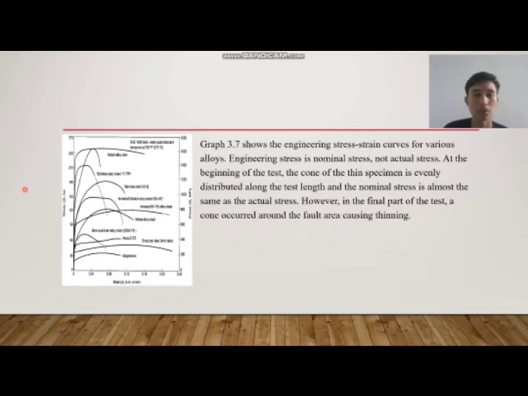At the beginning of the test, the strain in the specimen is evenly distributed along the test length, and the nominal stress is almost the same as the actual stress. However, in the final part of the test, necking occurred around the fracture area, causing thinning.